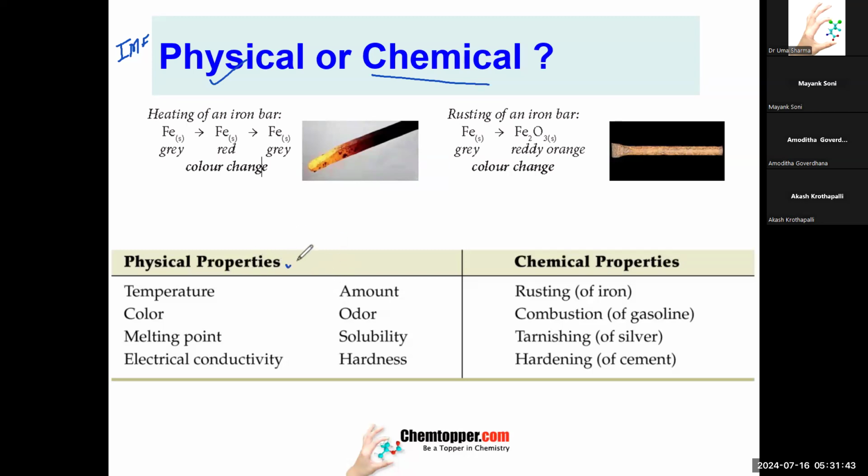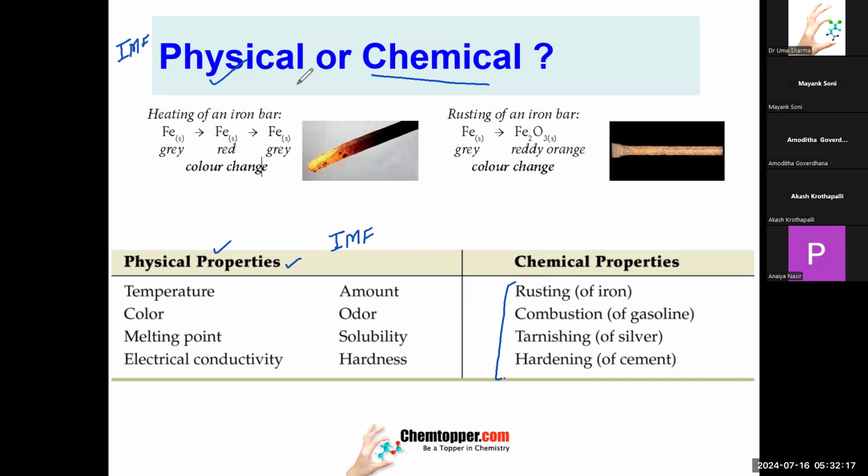These are the physical properties. All physical properties are governed by IMF and by physical changes. Temperature, color, melting point, electrical conductivity, all these are controlled by physical changes and by IMF. And these are controlled by chemical reaction, chemical nature. Amodita has given me two answers here, which is really very good. And this is something which you will be tested on in every examination.